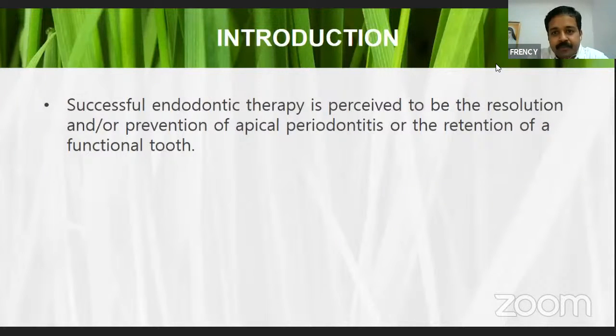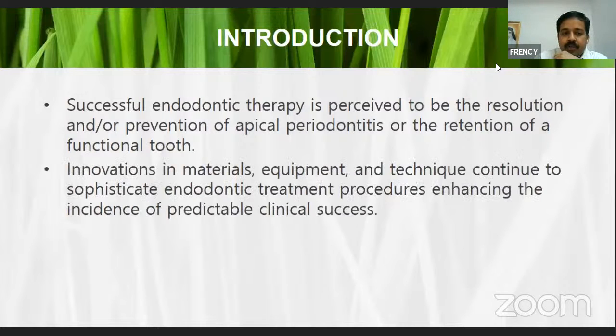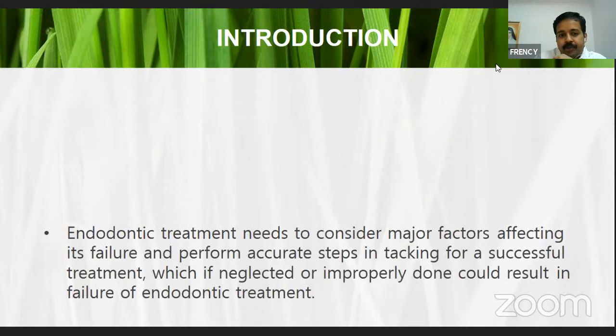Successful endodontic therapy is considered to be the resolution and prevention of apical periodontitis, or the retention of a functional tooth. So prevention of apical periodontitis is one of the main goals of endodontics. Innovations in materials, equipment, and technique continue to sophisticate endodontic treatment procedures, enhancing the incidence of predictable clinical success. So endodontic treatment needs to consider the major factors affecting its failure and perform accurate steps, which if neglected or improperly done could result in failure of endodontic treatment.